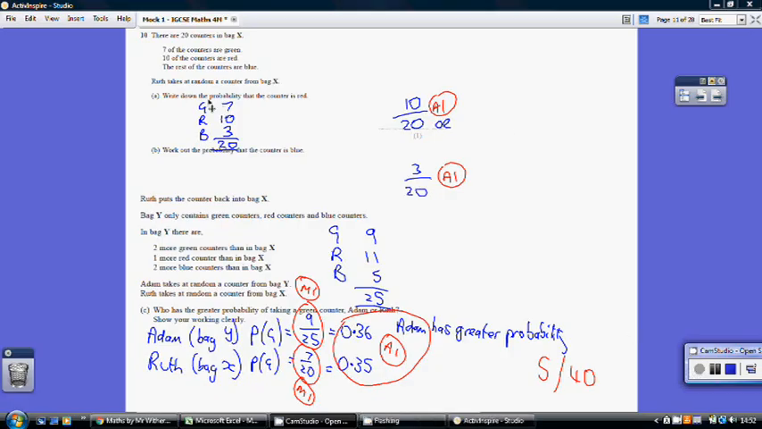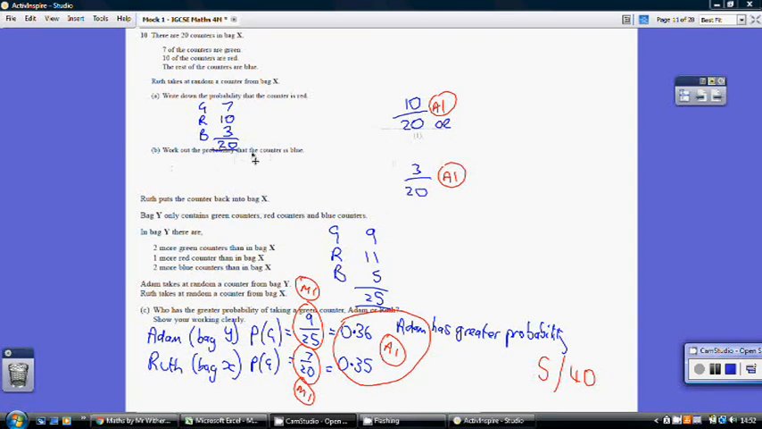Question 10. Write down the probability that the counter is red. Well, we've got 7 green, 10 red, and the rest are blue. Given we've got 20 counters, that must mean that the rest is 3, because 7 add 10 add 3 is 20. So write down the probability that the counter is red. Well, that's 10 out of 20, or you could have simplified that if you wanted.